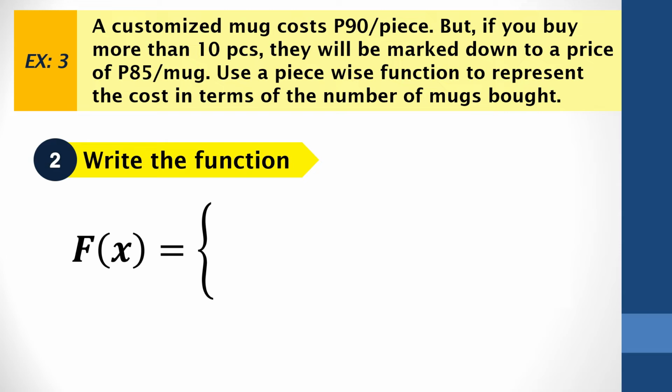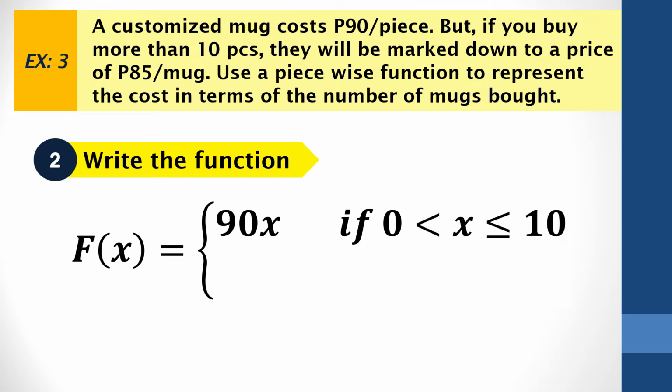Our first condition is a customized mug costs 90 per piece. Ito po yung X. Piece of mug. Condition niya, if X is greater than 0 but less than or equal to 10. Meaning, kapag bumili ka po ng 1, 2, 3, 4, 5, 6, 7, 8, 9, 10 na mugs, 90 po yung presyo niya. And what is our second condition? 85x. Bakit ko sinulat ditong 85x?